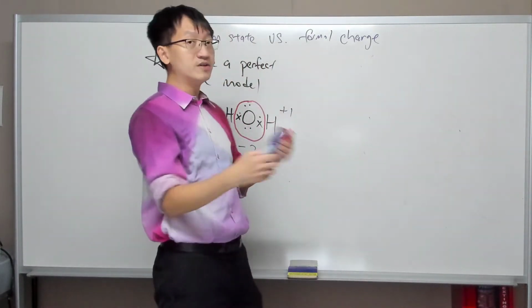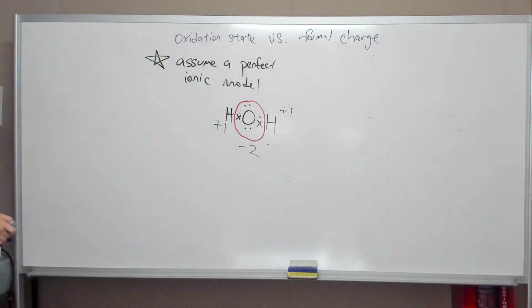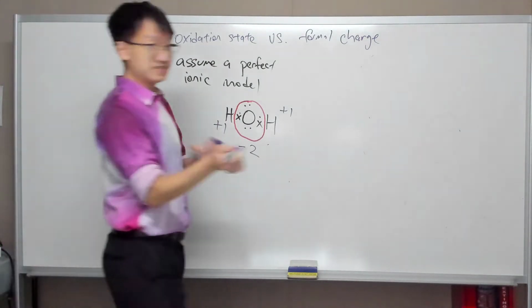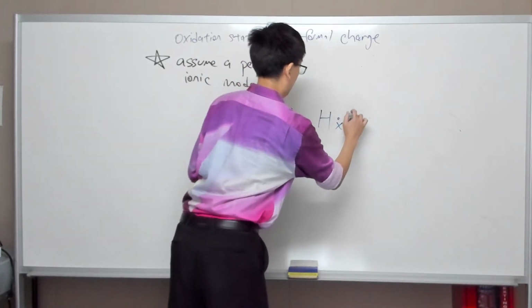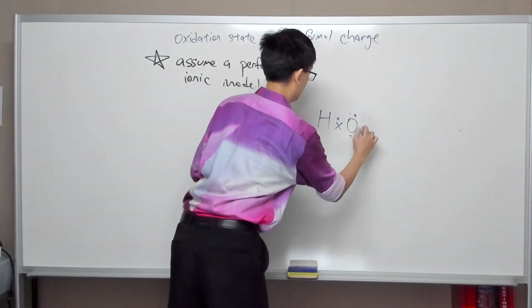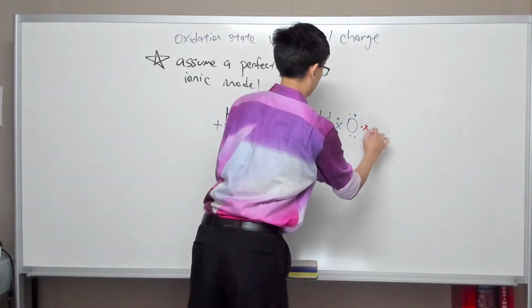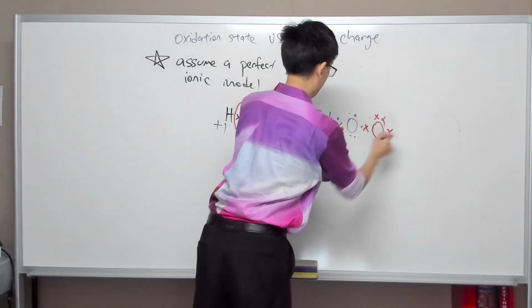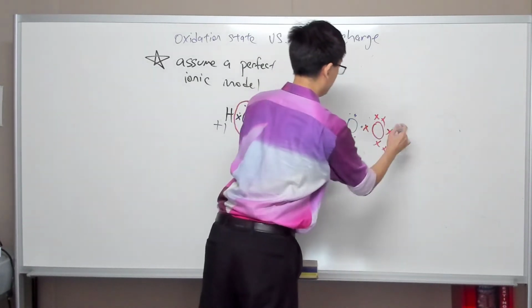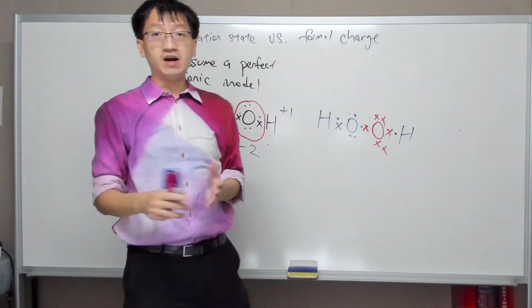For example, in hydrogen peroxide, we'll try to draw the dot and cross diagram. For hydrogen peroxide, it will look something like this. We just alternate between the dots and the crosses, and then something like this. So this is what you expect from H2O2.